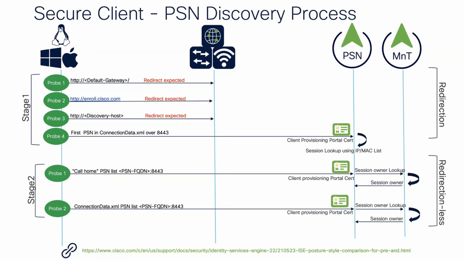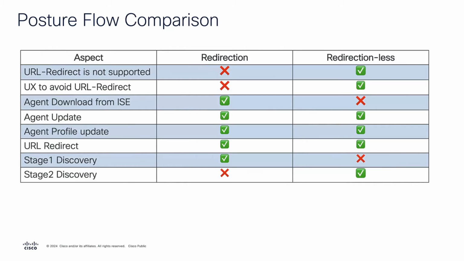You might be wondering, when should I make use of a redirection flow or a redirection-less flow? You might be a customer who doesn't want a bad user experience, where whenever the endpoint connects to the network, it gets redirected to a specific client provisioning portal. I don't want my endpoints to be redirected to a client provisioning portal. In such a case, you can go with a redirection-less flow. Or if your network device doesn't even support a URL redirect, you can also go ahead with a redirection-less flow.